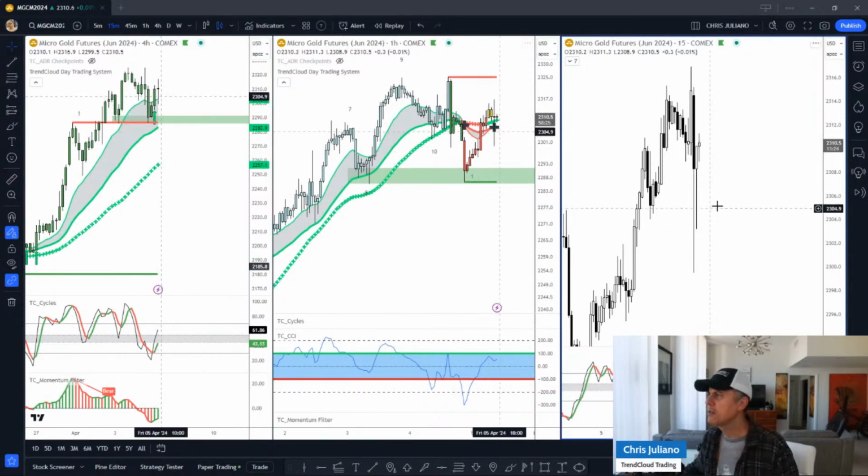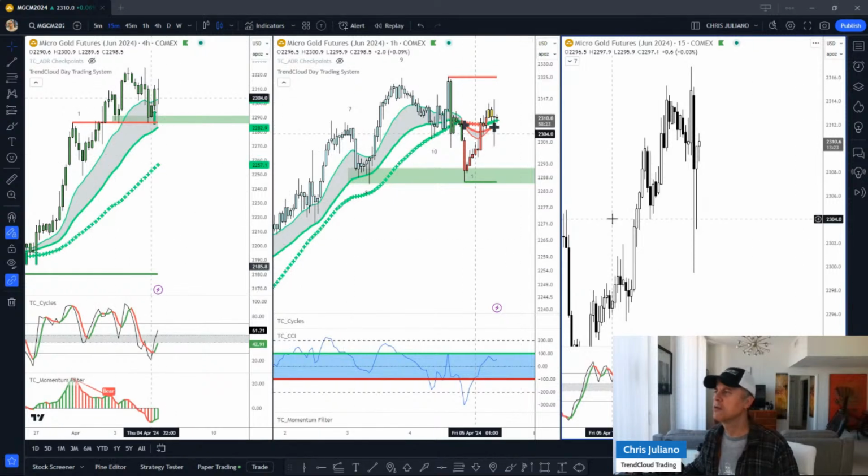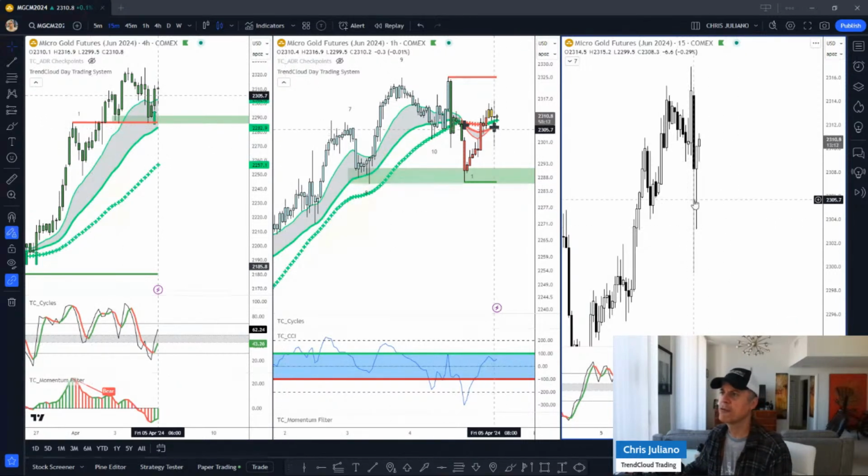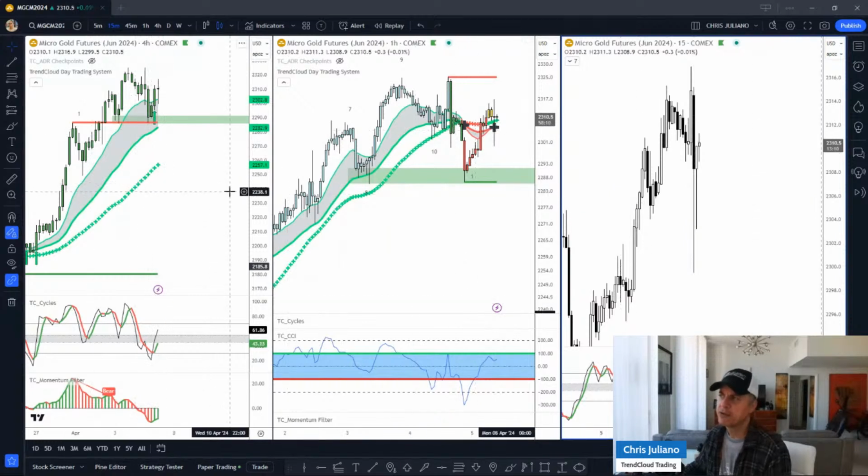This is a really interesting situation because you can see, yeah, big time rejection candles, and this is a really good example. You guys are really going to get a lot of value out of this session because this is a situation that happens all the time.